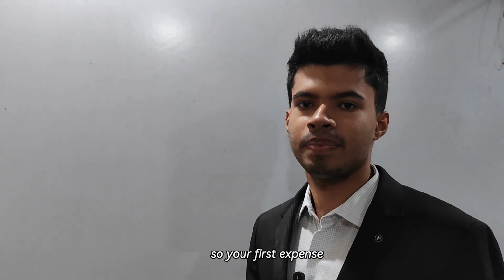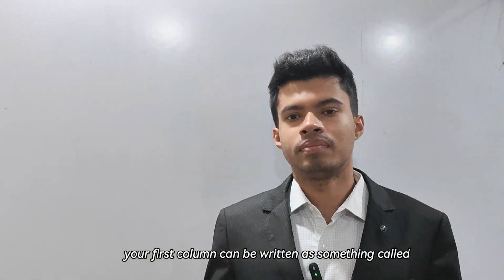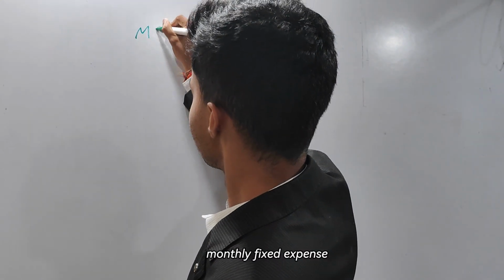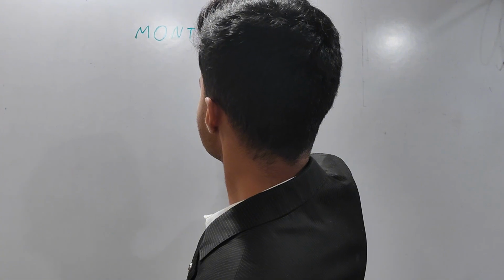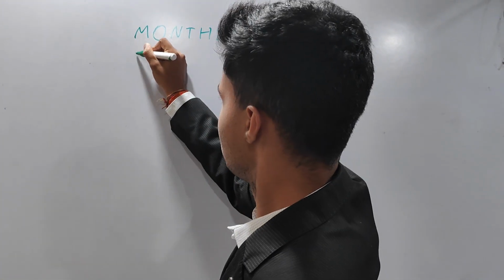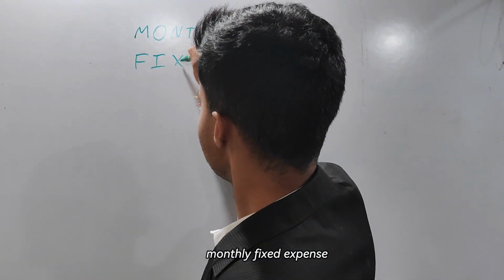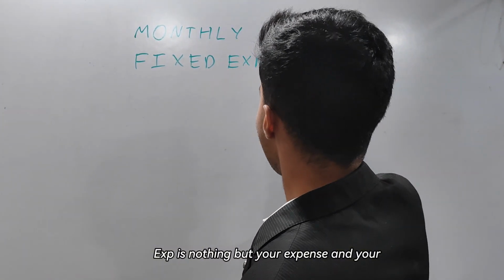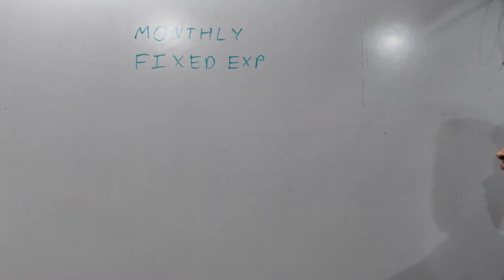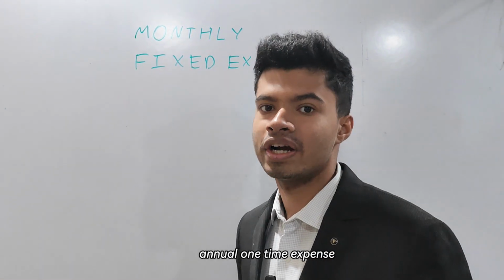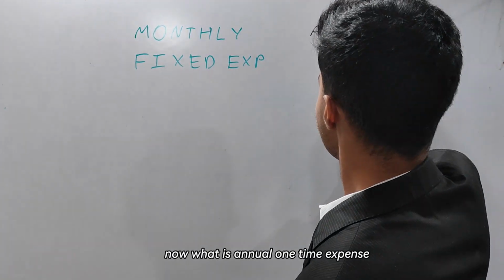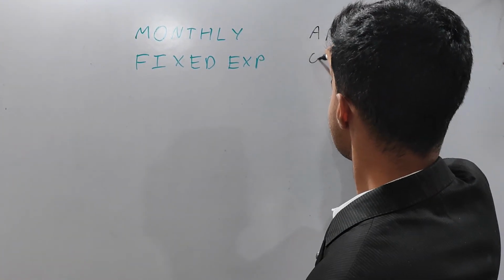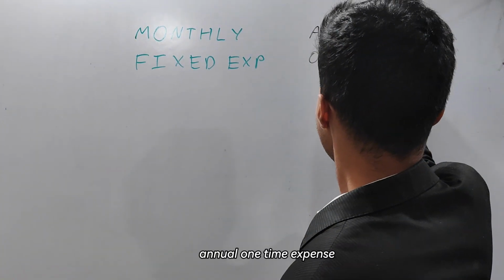So your first column can be written as something called monthly fixed expense. EXP is nothing but expense. And your second column is annual one-time expense. Now what is annual one-time expense?